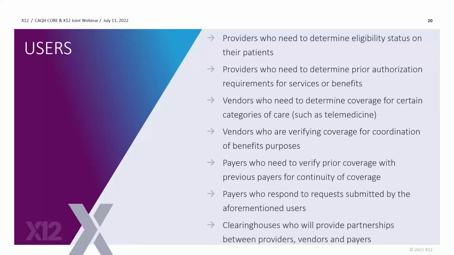So we mentioned who are the players or the stakeholders. So we're going to highlight just in a little more fashion here. Providers who need to determine the eligibility status or even coverage or benefit status on their patients. Providers who need to know whether or not a prior auth requirement exists for a particular service or benefit. You need vendors who potentially are in the middle.